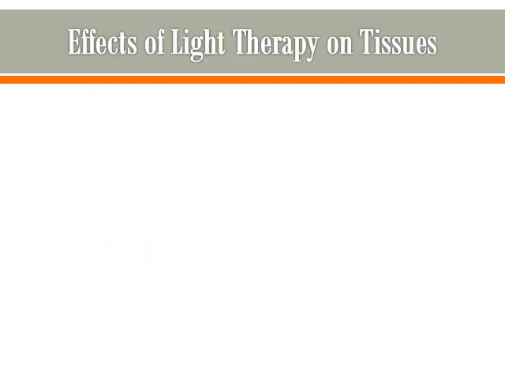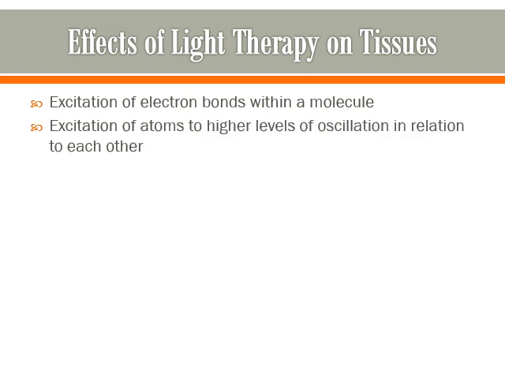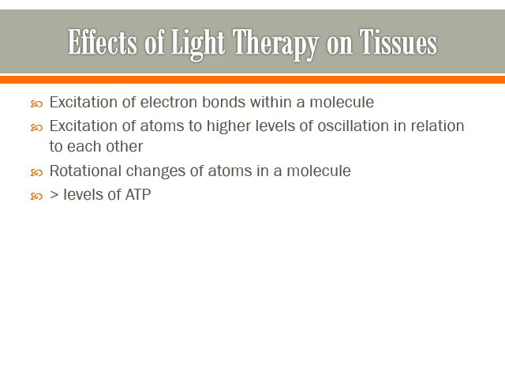So, the effectiveness of light therapy on tissues. We're going to talk about what actually happens. When you apply light therapy to tissues, you get an excitation of electron bonds within a molecule, and the idea there is to get an oscillation in relation to these. So we're getting a movement of these atoms that's going to create energy. The idea is that we get these rotational changes of atoms in a molecule, and the end result of that, what we're looking to have, is increased levels of ATP.